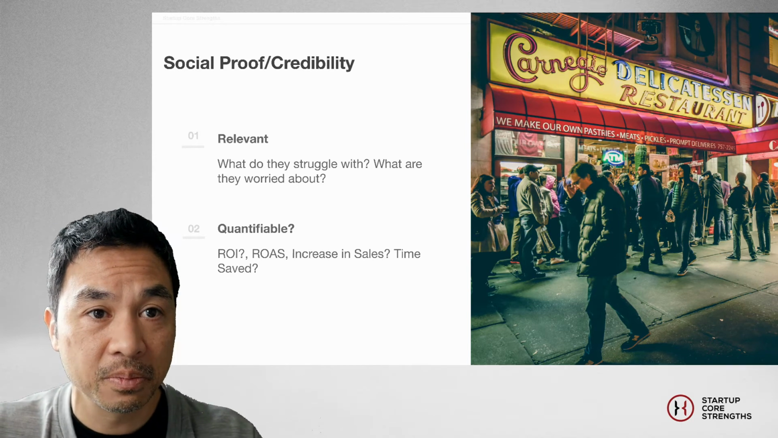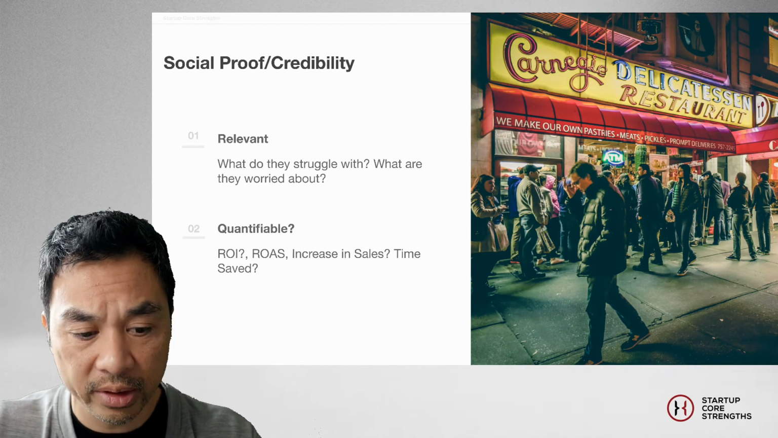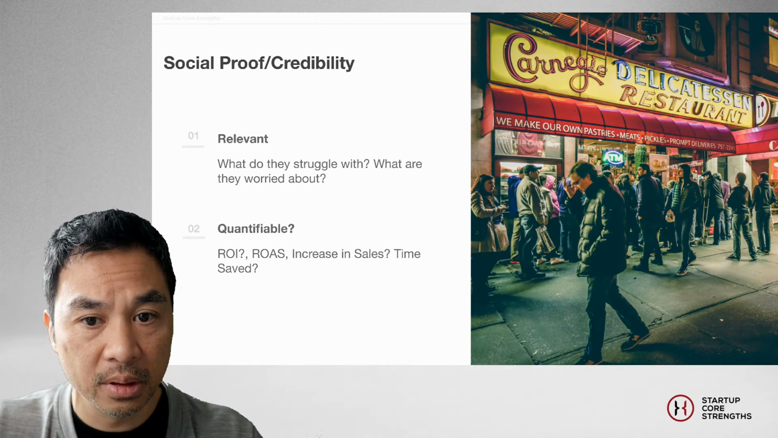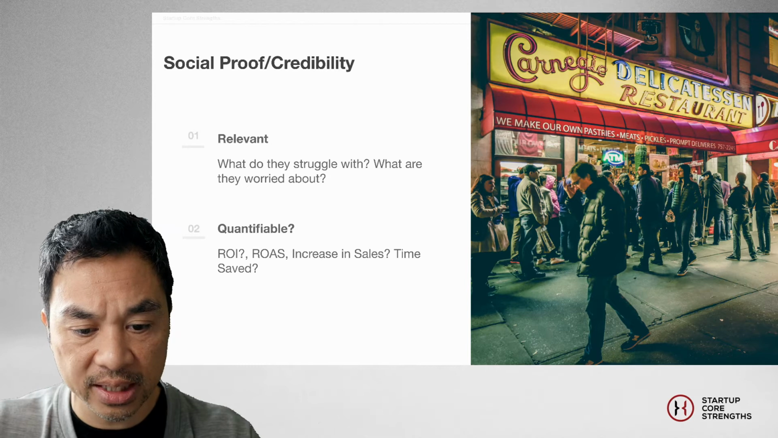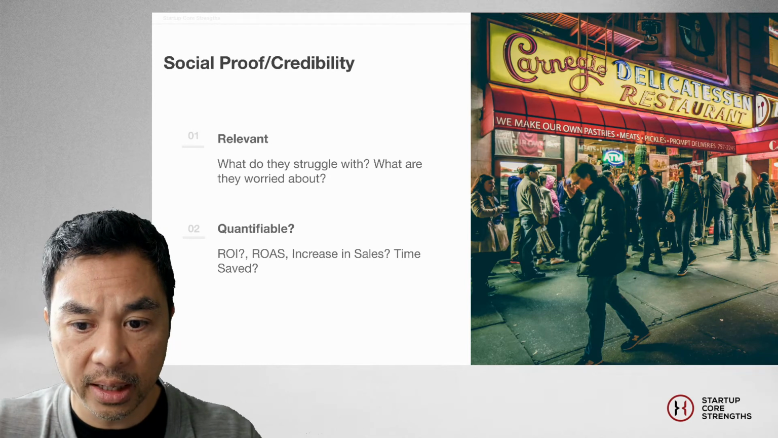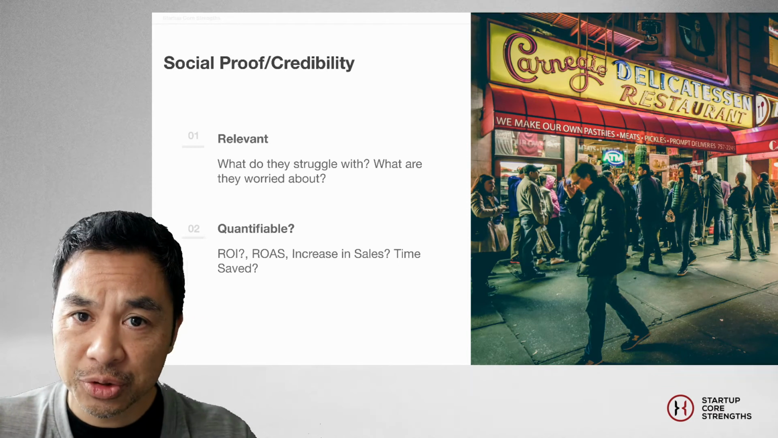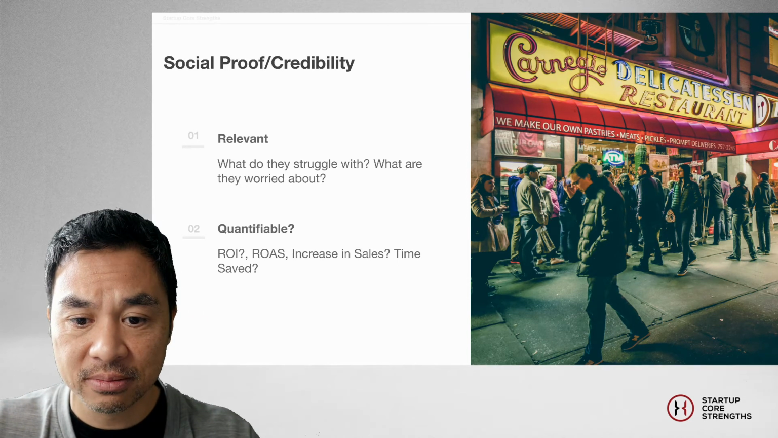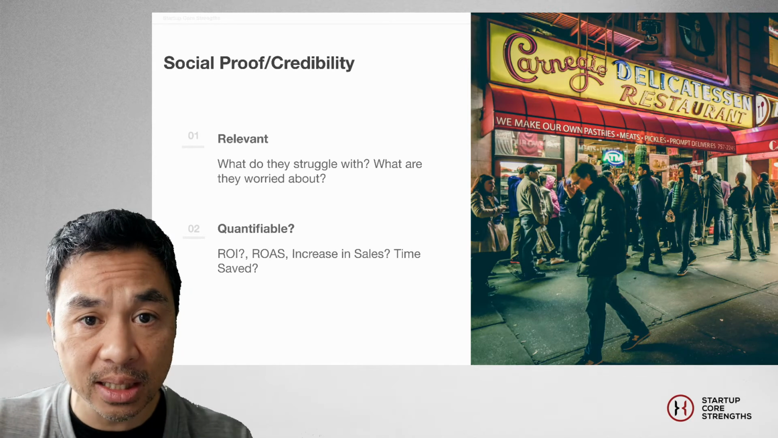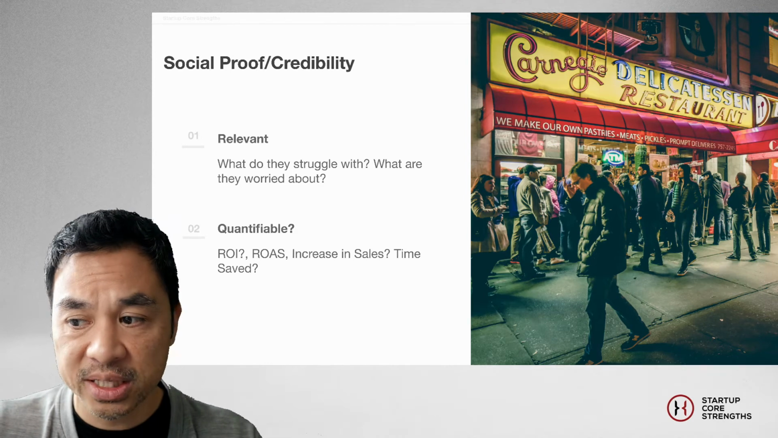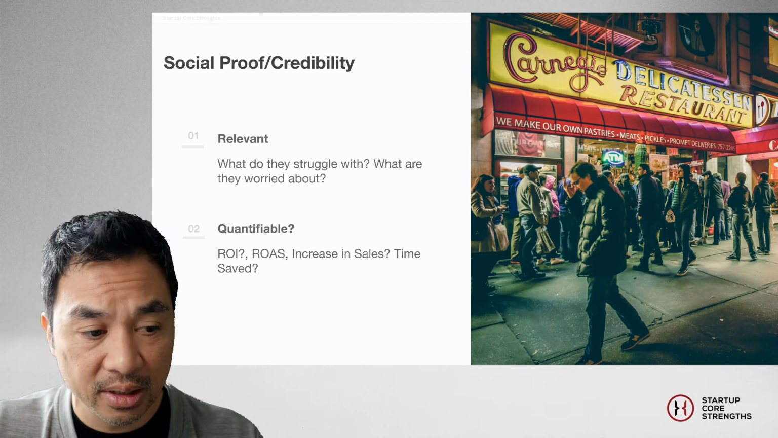So what is it that your customers are struggling with, right? What are they worried about? What keeps them up? And so we want to make sure, and this is where people always make a mistake, is that they show a testimonial or a quote or a case study or whatever that doesn't actually align with your customer's goal, that doesn't actually align with the pain that they feel. There's a misalignment, right?